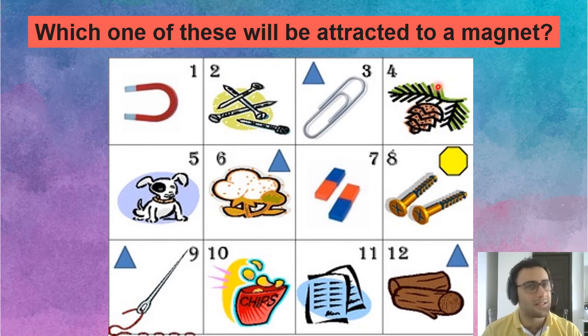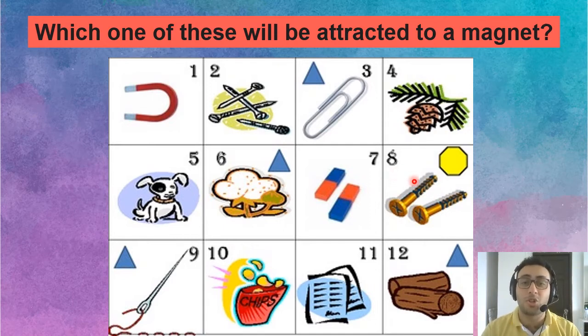Number four, some plant. Now, plants will not get attracted to magnets. Number 5, a dog. No. Number 6, some flower. No. Number 7, what is that? Oh, it's more magnets. Yes, magnets also attract magnets, right? If it's the opposite side.